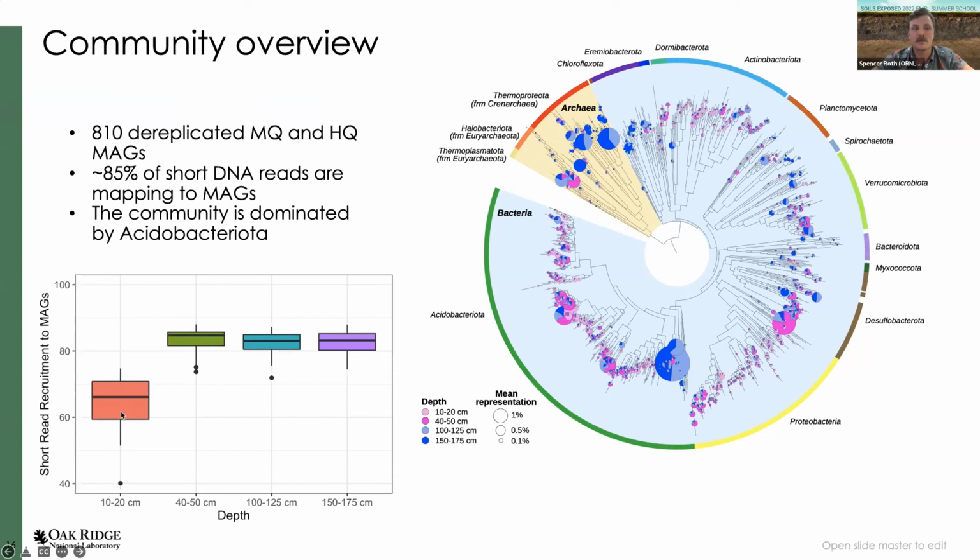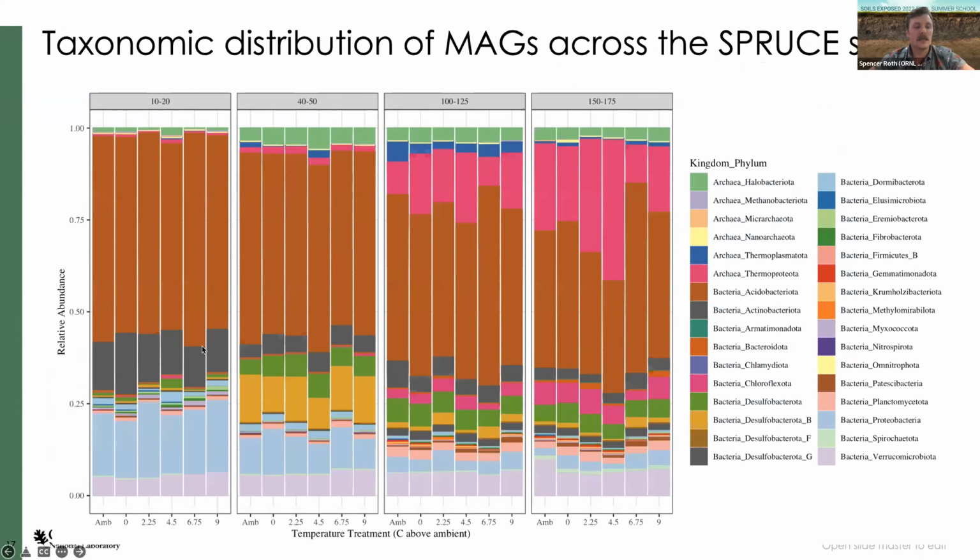And this is likely due to the fact that we have the highest diversity near the surface of the peatland, and this is where we're also going to get more DNA from plants and other sources that may contribute to this low mapping rate.